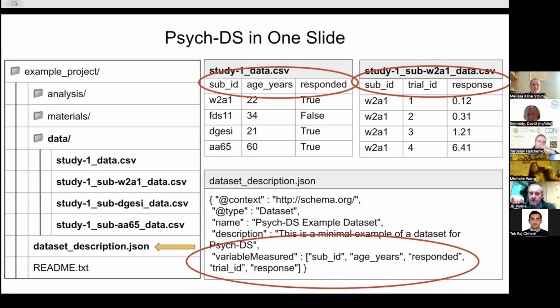Variable measured is a controlled term. Variable measured at schema.org doesn't have everything that you might want, for instance, column validation. But it's got a good start, and of course it's possible to define additional things on there. So if you wanted to represent a data dictionary in Psych-DS, the most Psych-DS-y way to do so would be to do it in the context of that dataset description file. And then, ideally, we'll also be providing tools that are going to let you convert that into something that's a little bit more human readable as well.